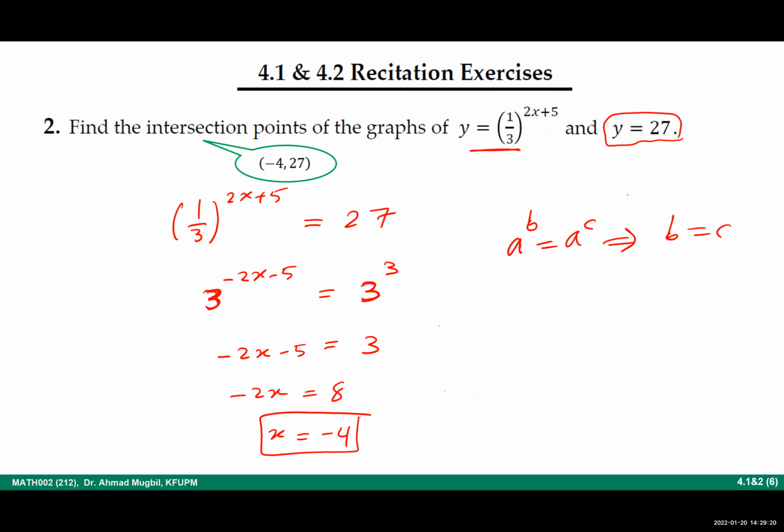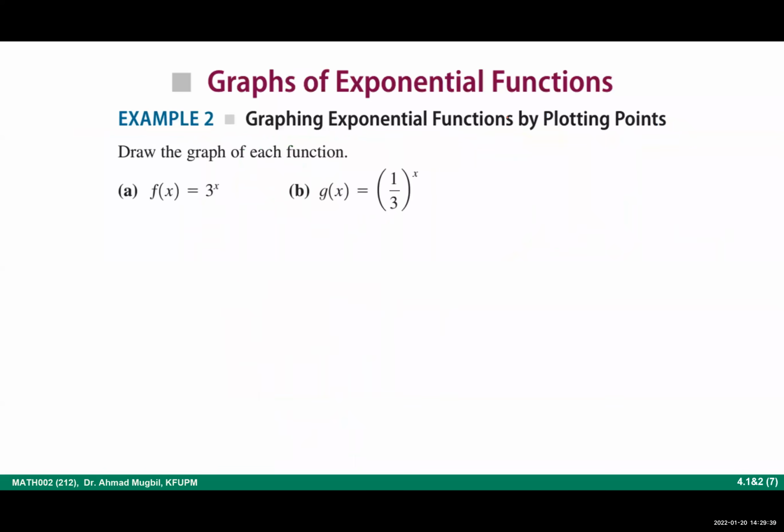This is x. How to find y? You can go and substitute here, but it is much easier. It is given here. So y is what? 27. If you even substitute there, it will be 27 because we are at the intersection point. Excellent. Let's continue.